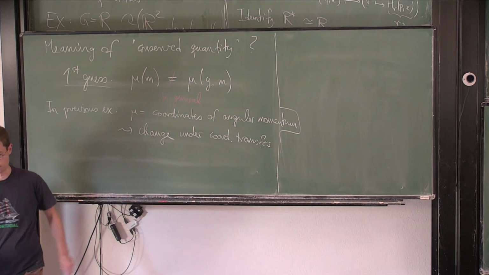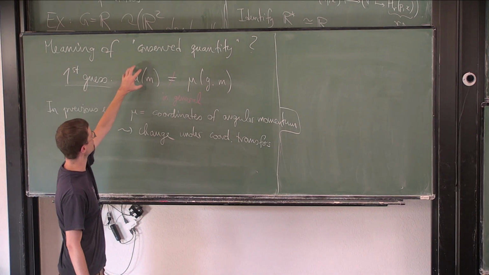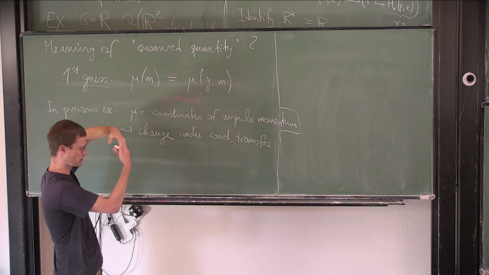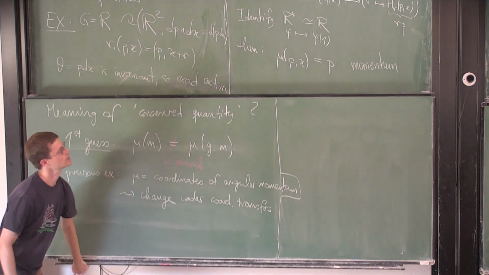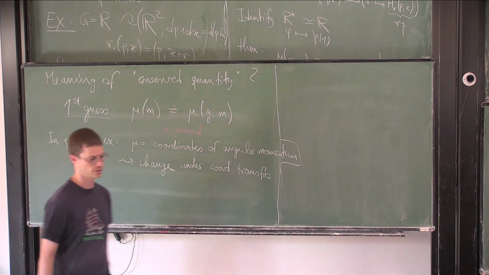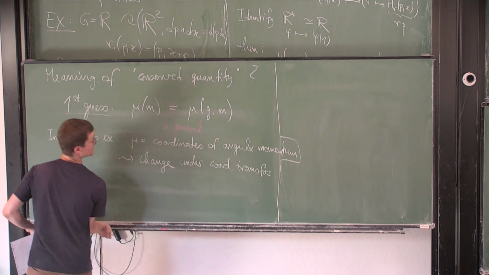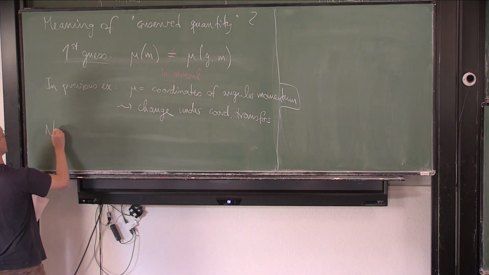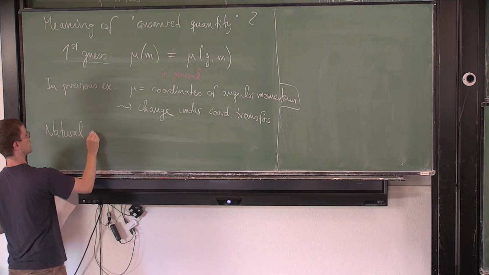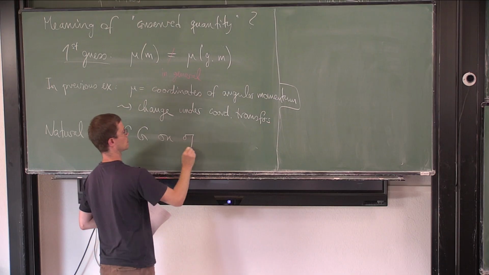Now I should tell you what the most natural action is. This mu of m, this collection of preserved quantities, is an element of the dual Lie algebra. So what is the most natural thing you can do on the dual Lie algebra? It's a little bit abstract, but not too much. What is this natural action of your group on its dual Lie algebra?